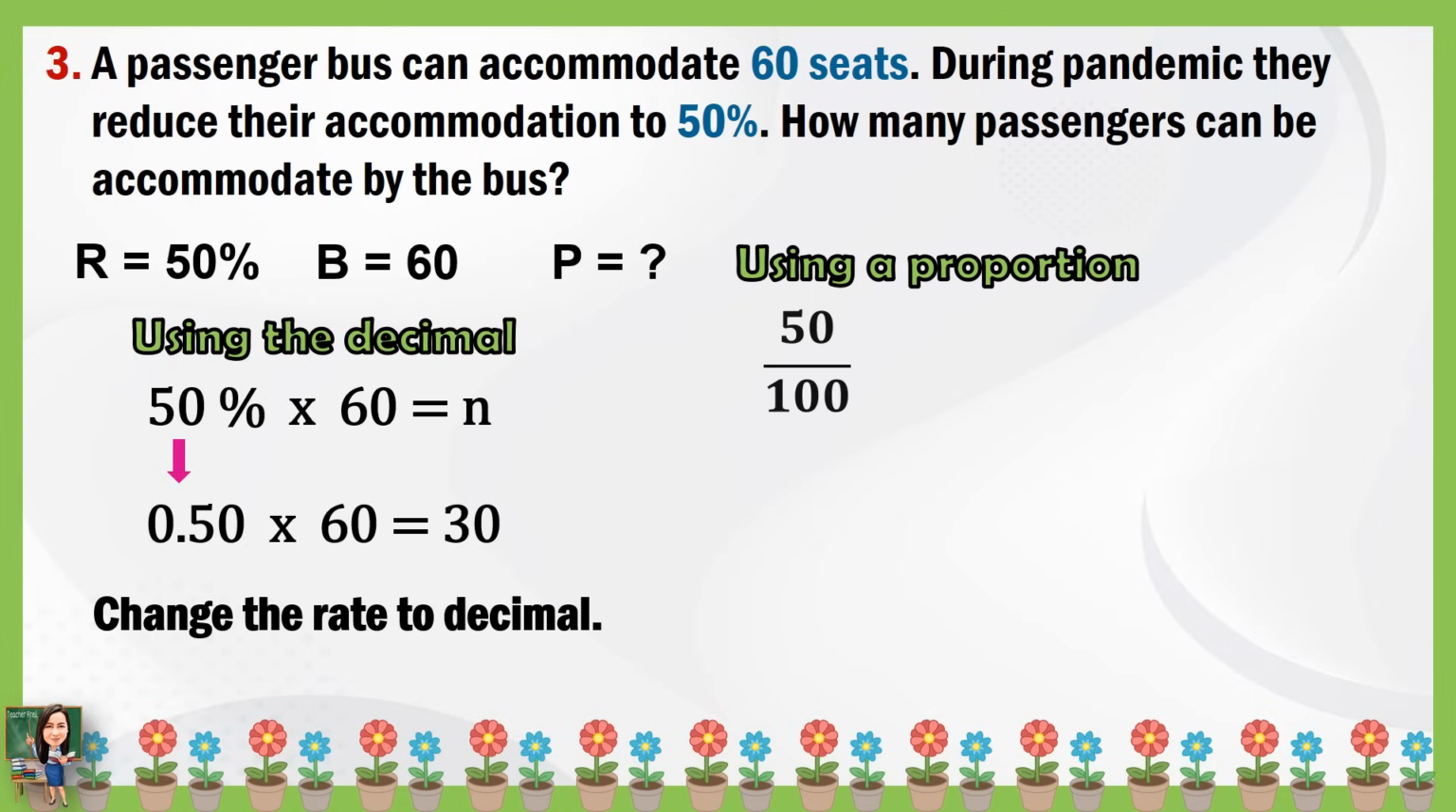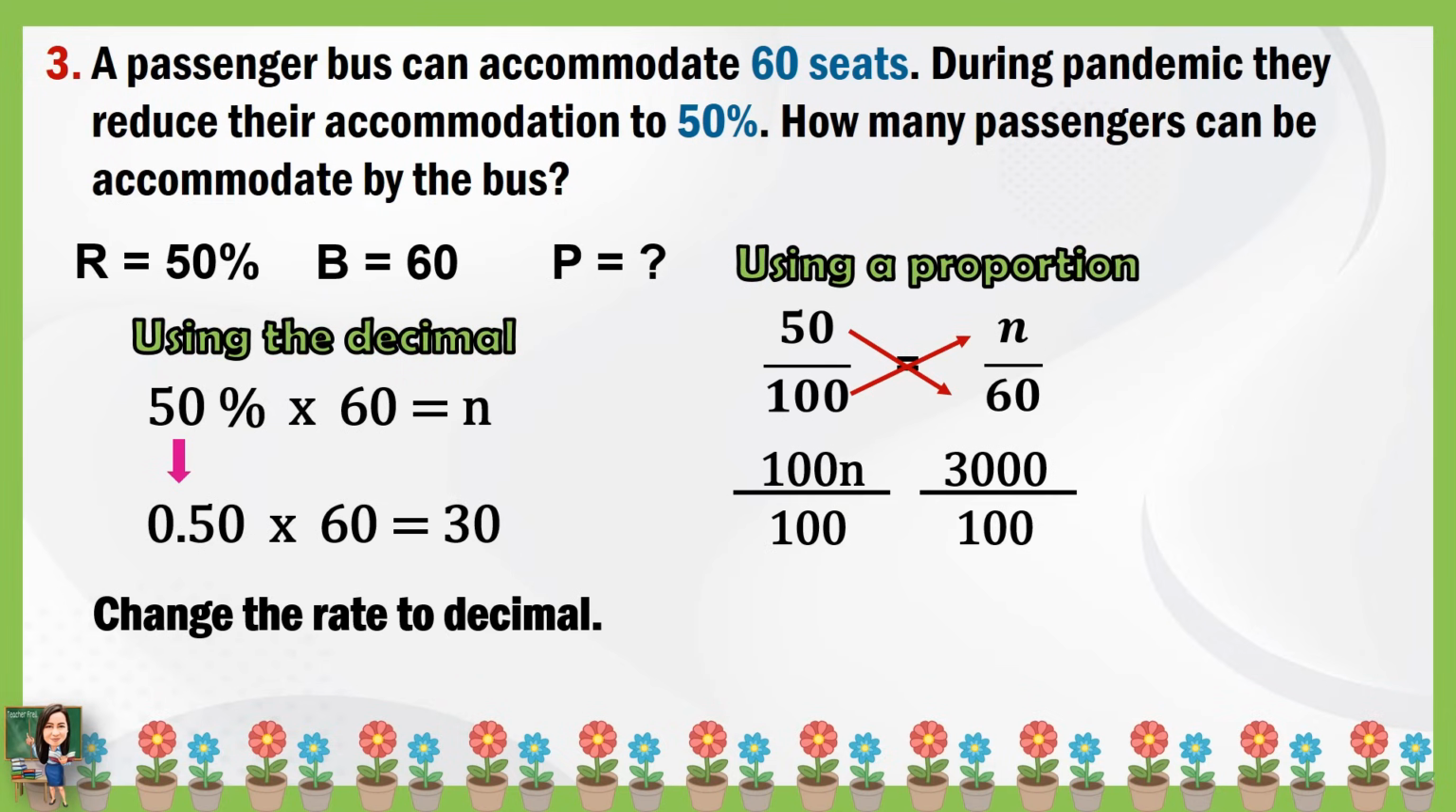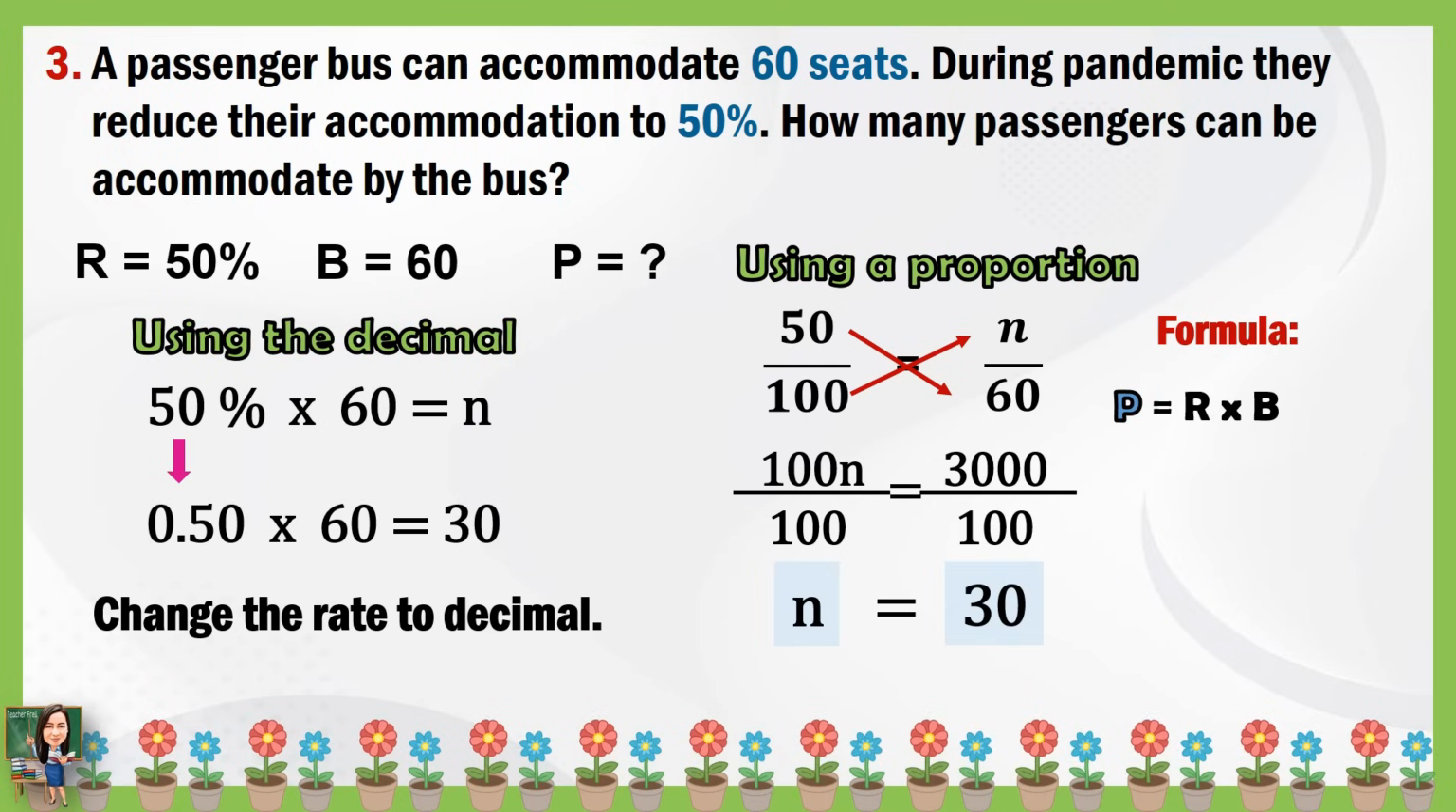Using a proportion, 50 is to 100 equals n is to 60. Get the cross product. 100 times n equals 100n. 50 times 60 equals 3,000. Divide both by 100. 100n divided by 100 equals n, and 3,000 divided by 100 equals 30. The percentage is 30. The formula is percentage equals rate times base, or 50 hundredths times 60 equals 30. The percentage is 30.